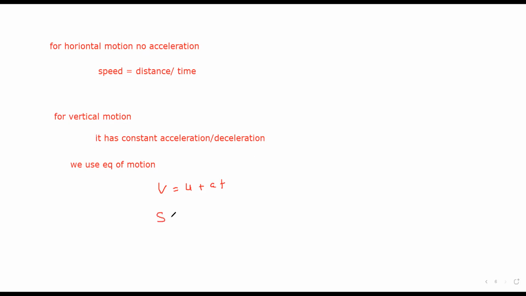Then we have s is equal to ut plus half at square. Then we have 2as equal to v square minus u square, or s is equal to u plus v divided by 2 multiplied by t. So these are the four equations of motion. If we are finding anything related to the vertical component, we'll use the equations of motion. If we are finding anything related to the horizontal component, we will use a simple formula: speed is equal to distance divided by time.